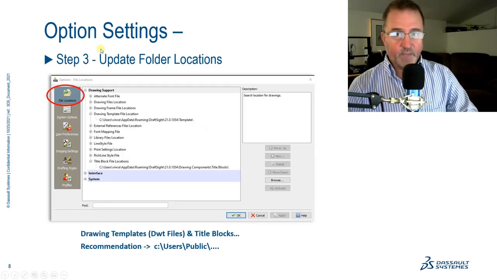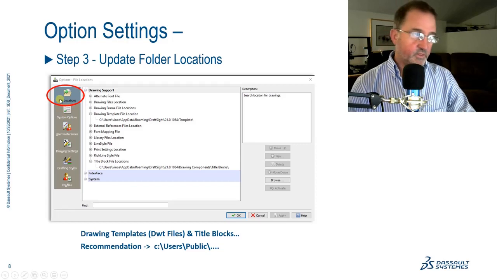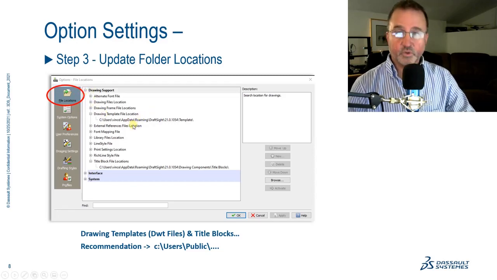Now, in the options on the left panel, you'll see there's a number of different things. At the very top, probably the most important one to start with is your file locations. And when you select file locations under drawing support, you're going to see that there are different settings for different locations of files. For the drawing template files and also for the title block, these files are located within the app data folder and they're sort of buried down in there.